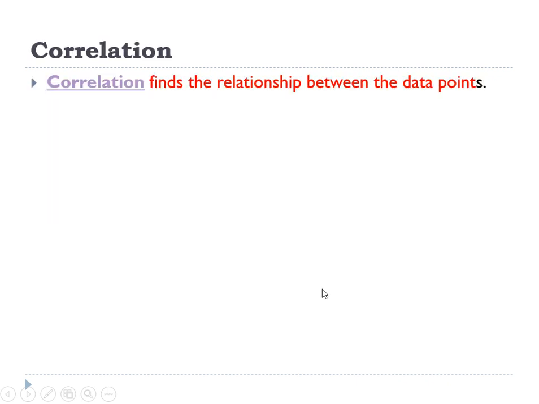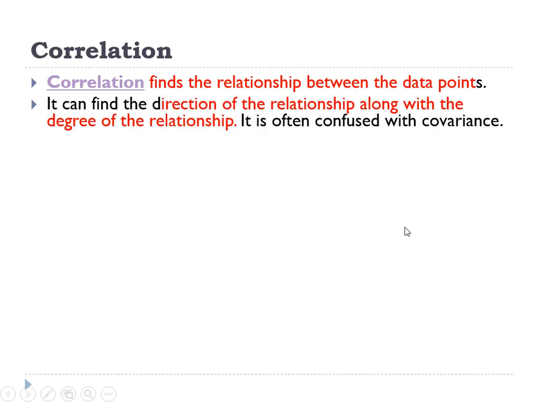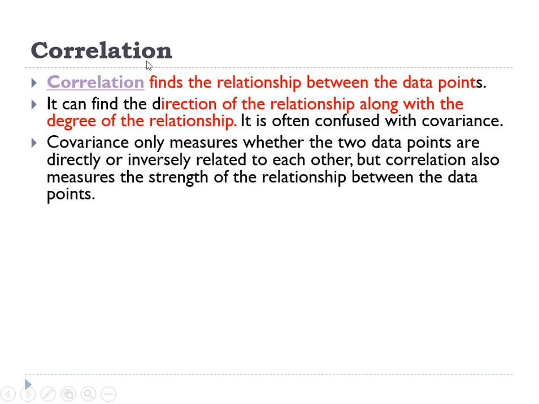The third term is correlation. This is also used to find the relationship between data points. That's the thing: both covariance and correlation are used to find the relationship between data points, but covariance finds the direction of the relationship, whereas correlation finds the direction of the relationship along with the degree of the relationship. So that's the difference.